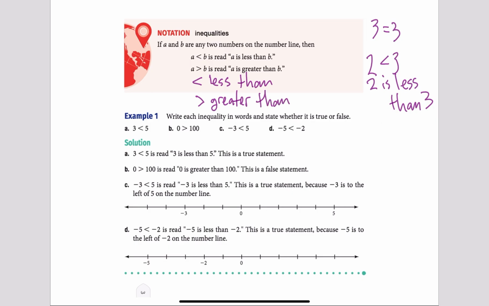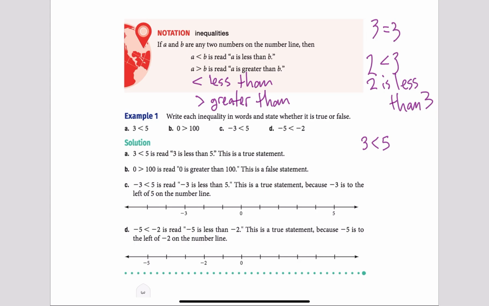And so let's look at some examples. So let's have a look at example A. 3 is less than 5. Is this true? That's true. 3 is always less than 5. It doesn't say by how much less. It just has to be a little bit less, and it's less than 5.